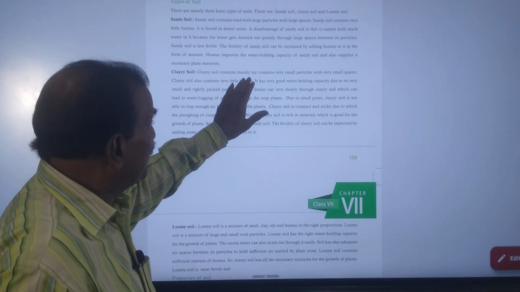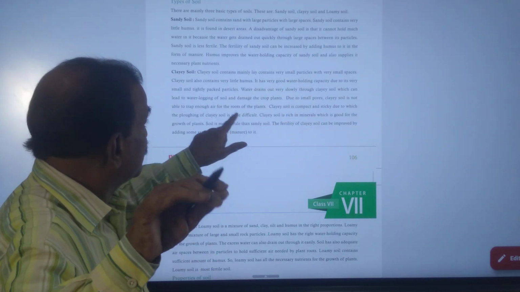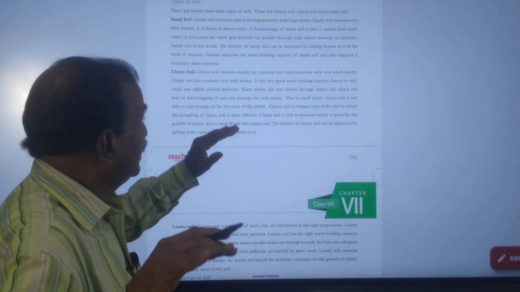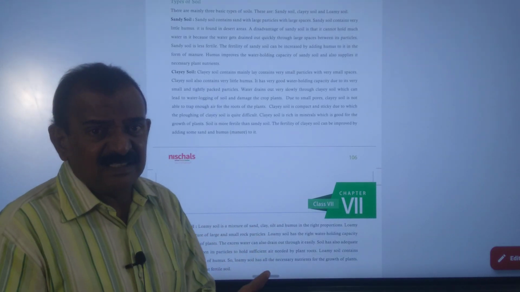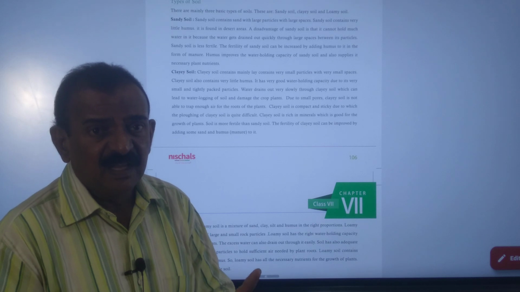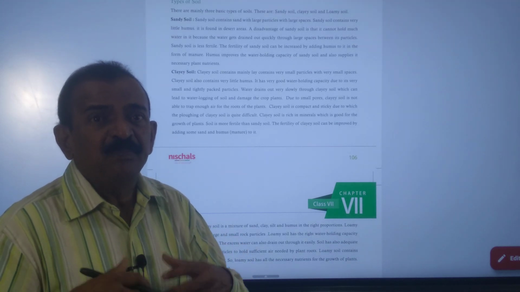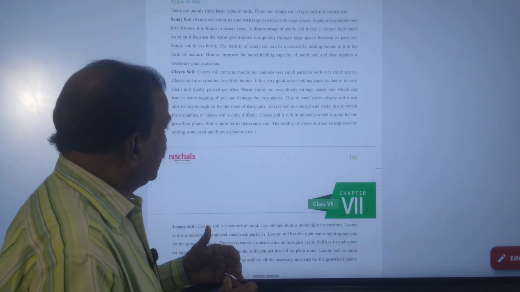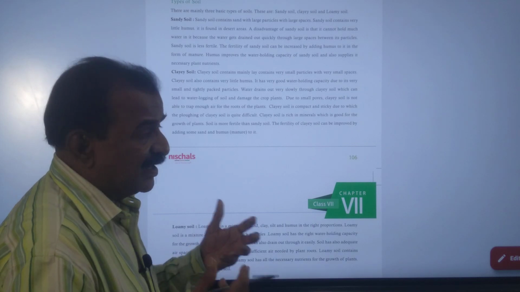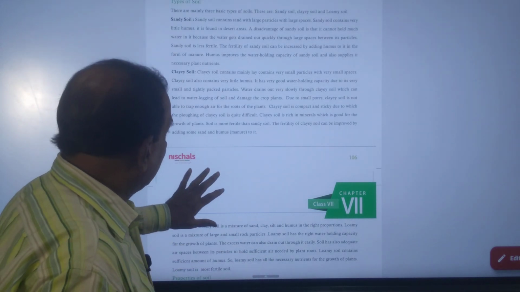Next we need to understand clayey soil. Clayey soil mainly contains very small particles and very small spaces, and it contains very little humus. This clayey soil has more water holding capacity, so it is also a fertile soil, and it can be used for the growth of different types of crops.